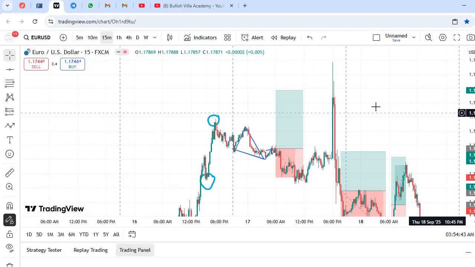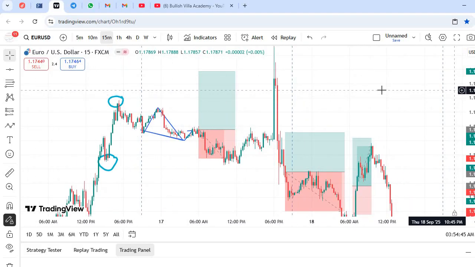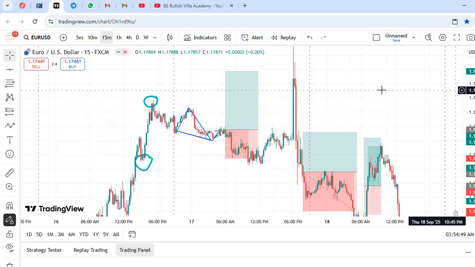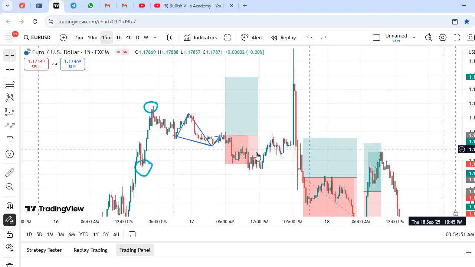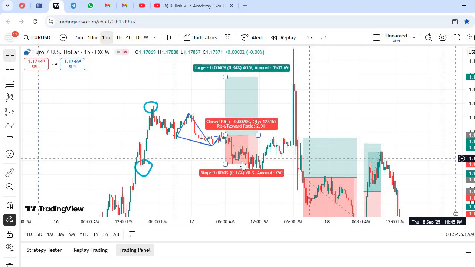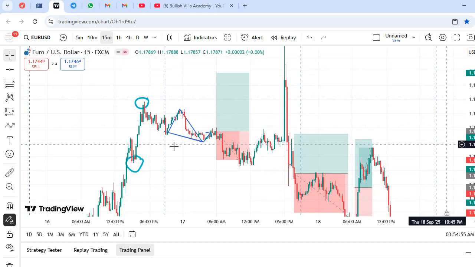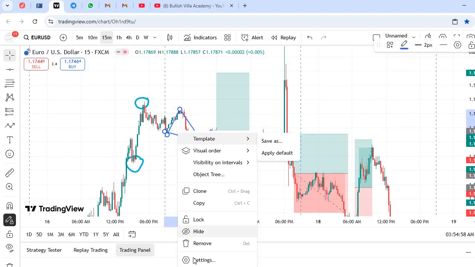I lost 1.7 hour. I actually over leveraged. I was not supposed to lose more than 1 hour, but I lost 1.7 hour. So that was what happened here. So I was taken out on this particular trade, and I took my loss for that day.